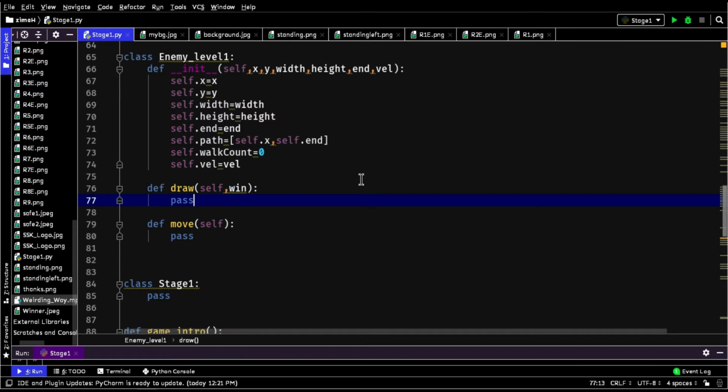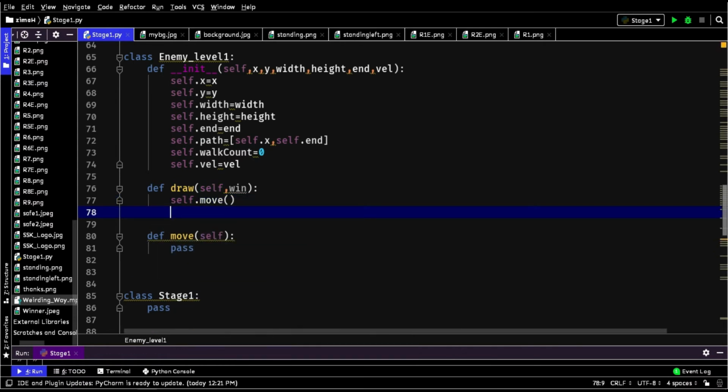The draw method is similar to the draw method of the Zama class. In this method, firstly, we will call the move method, then we will do the same stuff which we did in the draw method of the player class.